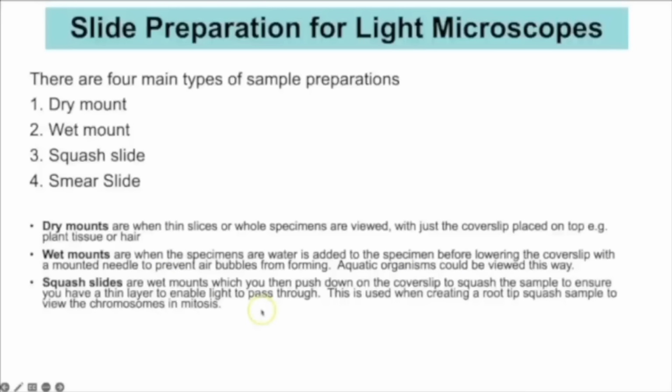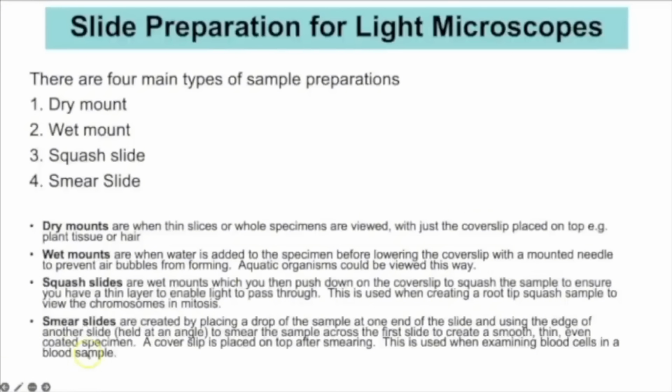Now in A level, you might be more familiar with a squash slide. These are wet mounts, but then you would push down on the cover slip to ensure that you have a really thin layer of cells so that the light can pass through. When you did your root tip squash practical, you would have taken a very thin slice from the tip of the root of an onion or garlic, placed the stain on top, squashed it by pressing down, and that way you should get light passing through so you could visualize and see the chromosomes.